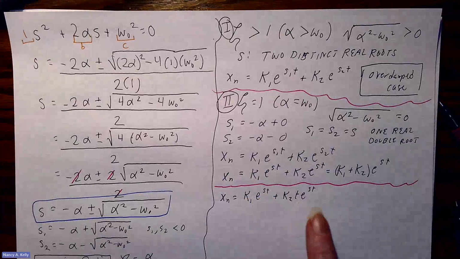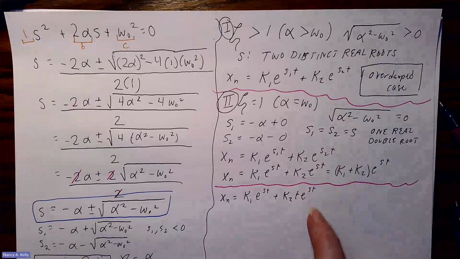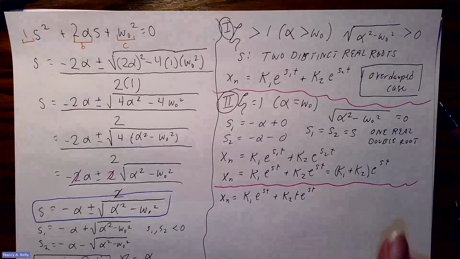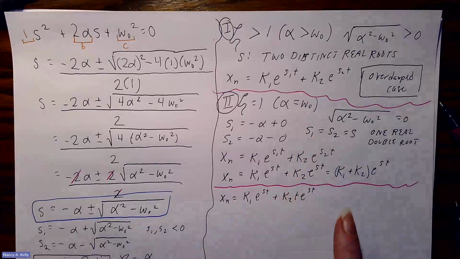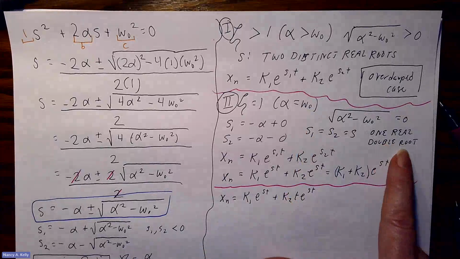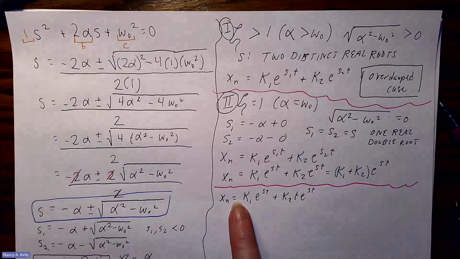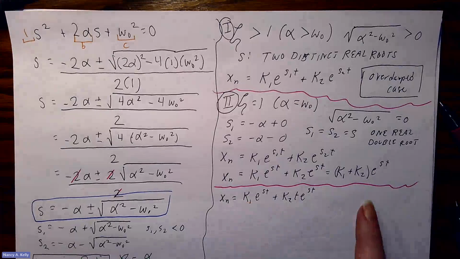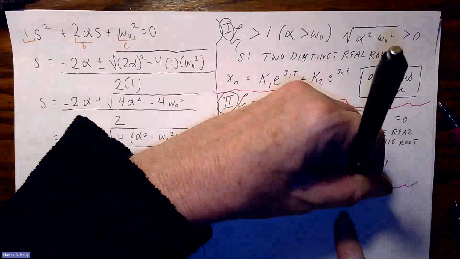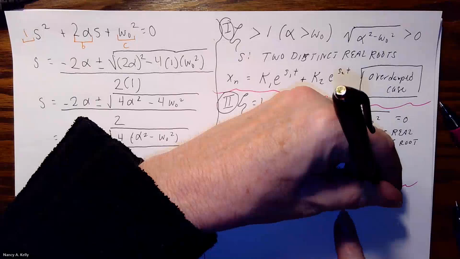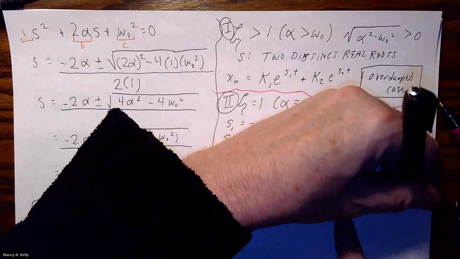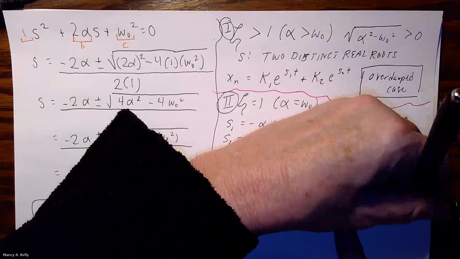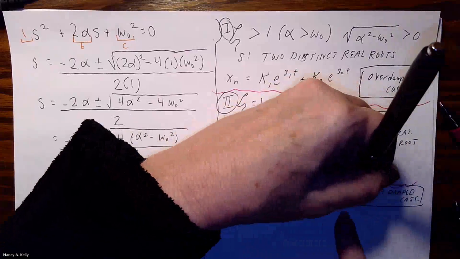And this is the solution for case number 2, where alpha and omega 0 are equal to each other, and we have one real double root as a result. This is the natural part of the solution, and this is called the critically damped case. That is case 2.